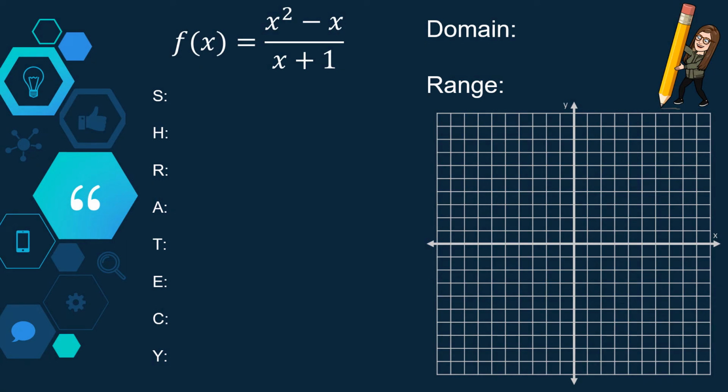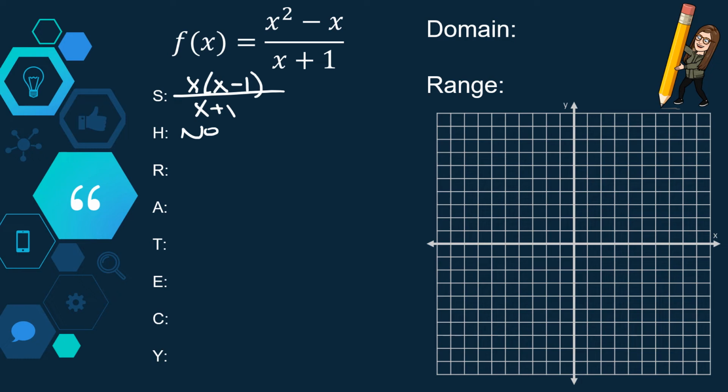Yes, I would like to do one more. Bear with me. I know these are long videos, these are long lessons. Let's take a look. Simplify. I can take out an x out of my numerator, and my denominator stays as is. Nothing cancels. Therefore, there are no holes.